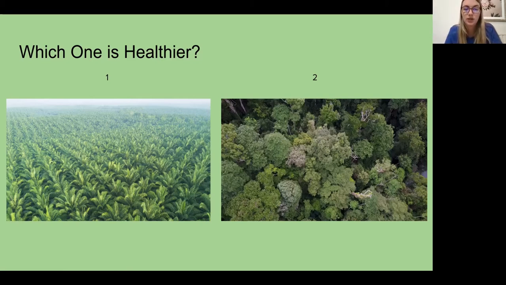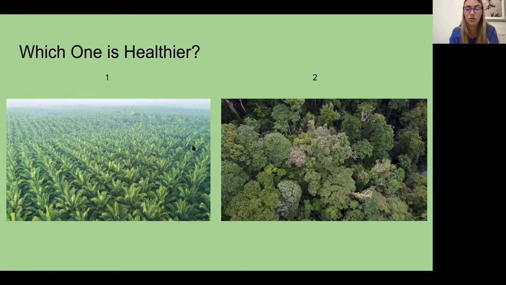When I first looked at these two photos, the factor that my mind went to right away was the diversity of age groups and diversity of species. In photo number 1, we can see that it is the same tree planted across this entire forest, so this is a very low biodiversity forest. These all look exactly the same, and they also look like they're all exactly the same height. There's no diversity in the height or the age group, and there's no diversity in the species.